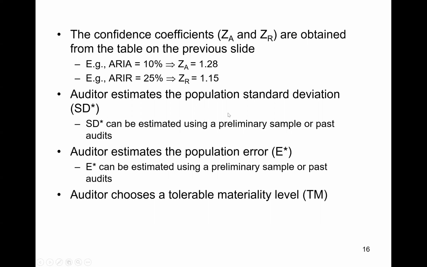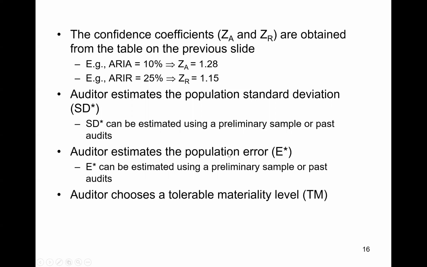The next thing to do is to estimate the population standard deviation, SD star. So you can estimate that by using a preliminary sample, or if you've audited the client in the past, you can look back to the previous year and look at what the standard deviation was. Okay. The auditor estimates the population error. Okay, again, this can be estimated using a preliminary sample or using past audits. And the auditor chooses a tolerable materiality level. Right? In other words, what's the largest dollar error that you would accept and not regard it as material? Okay, beyond that threshold, you would regard the misstatement as being material.